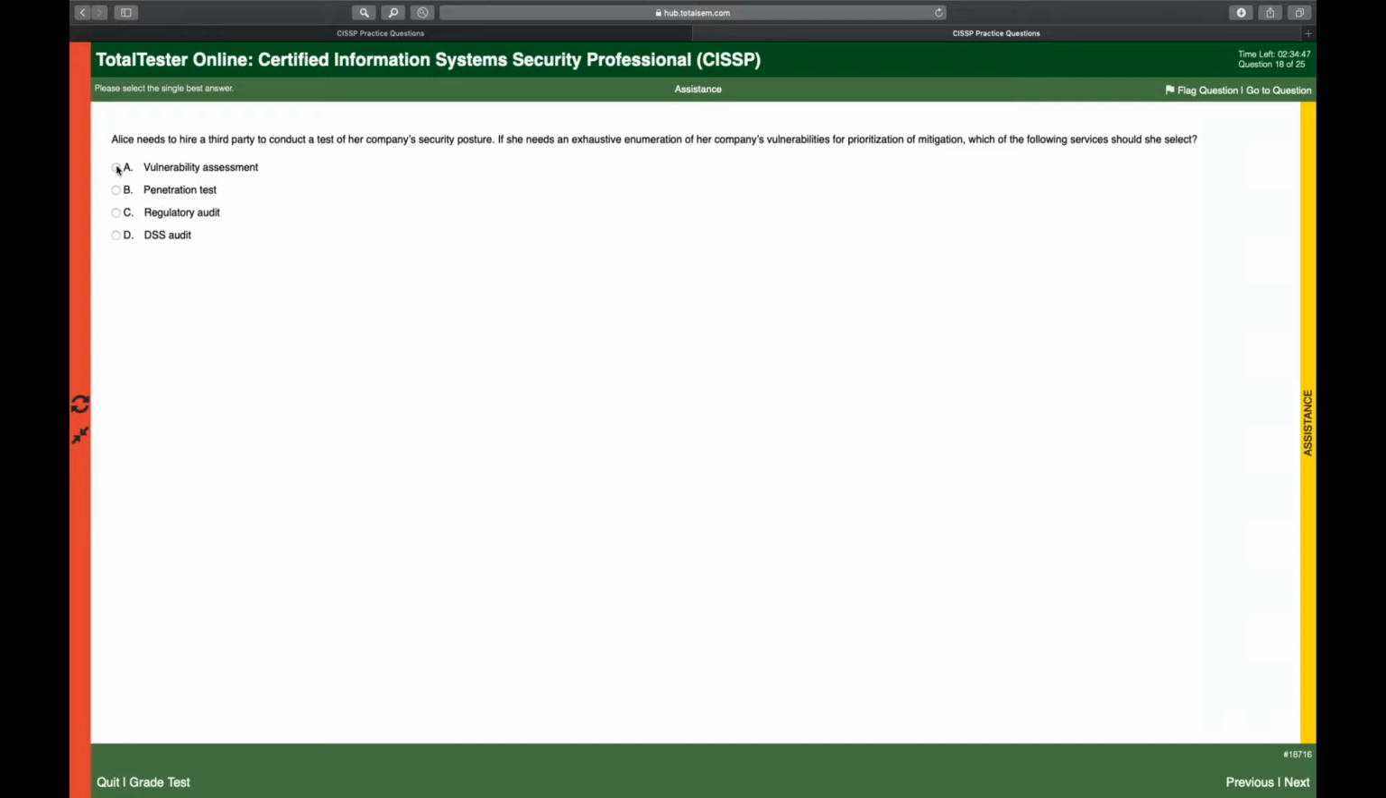Actually, I think Alpha. Alpha. Right. It says enumeration of her company's vulnerabilities for prioritization of mitigation. That's definitely going to be vulnerability assessment. I wish I would have said vulnerability scanning. Yeah, we've seen this one before.